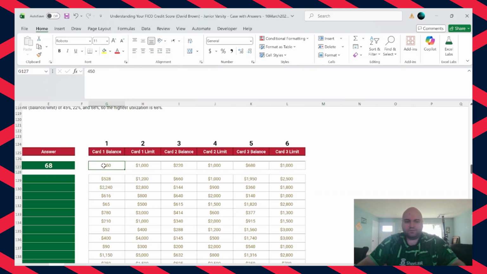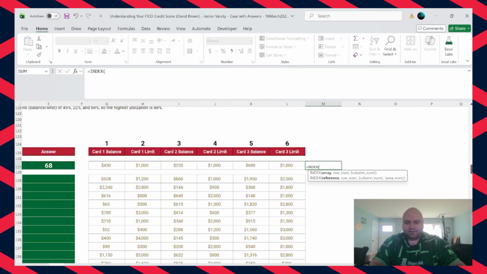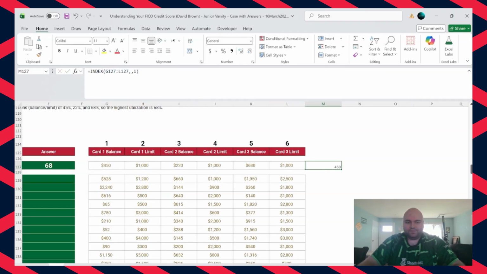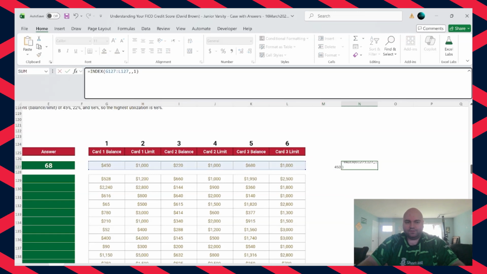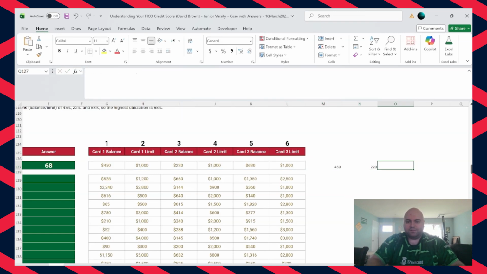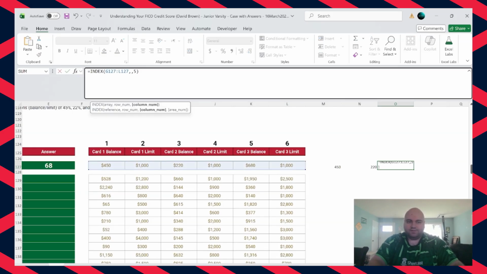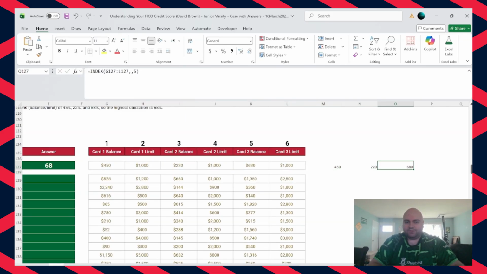So you can see that card 1 balance is in index 1, card 2 balance is index 2, and so on. I want to pull out just the balances and get an array. So that involves me taking index 1, 3, and 5. Well, let's just take a look at what index does if I just return column number 1. You'll see I get 450. Let's just do this manually first, and then hopefully you'll catch what I'm trying to get at here. So 1, 3, and 5 returns all the balances that I'm looking for.